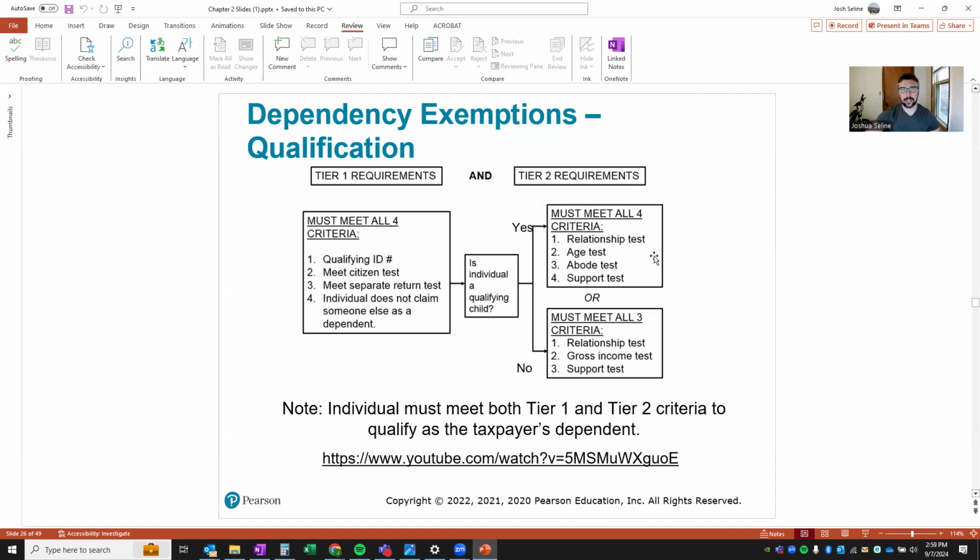Dependency exemption qualifications: you've got tier one and tier two requirements. I would probably print this slide off or watch this YouTube video. It gets into a lot of different exemptions there: relationship test, gross income, support, abode, age. There's a lot of things that determine whether the dependent is exempt or not. I would say watch this video and we'll go into greater detail.